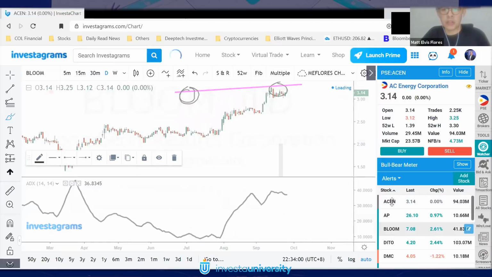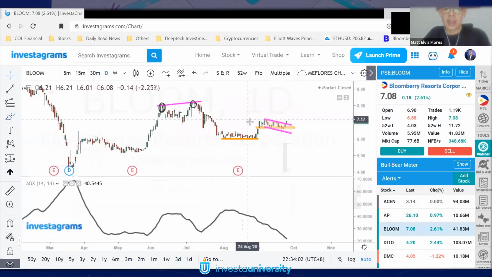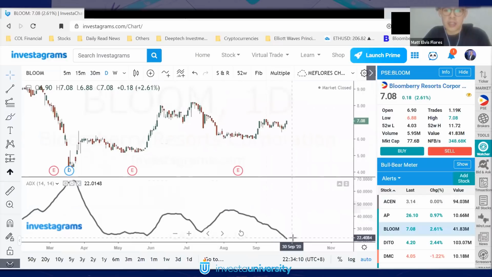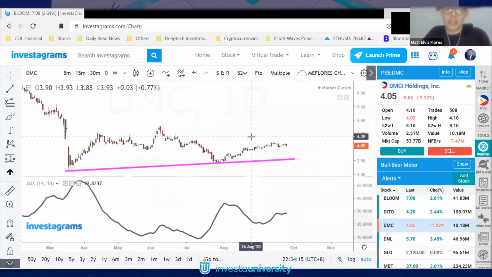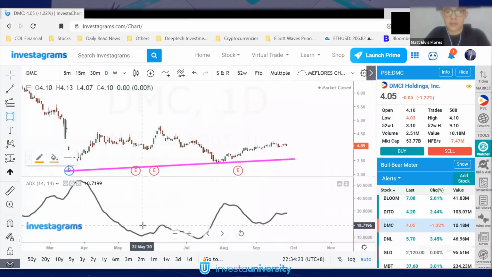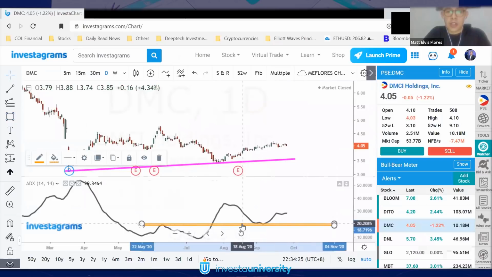So, for example, tingnan mo tong Bloom. Di ba? Bakit mabagal? Kasi mabagal siya kasi your ADX is just below 25 or 30. Di ba? That's the expectation. Same what happened to, let's say, ano tong DMC. Tingnan natin. You know, DMC is starting to pick up. Di ba? You have your ADX, you have your support here. You know. So at least yung current ADX mo is strong, which is above 25 and nagre-range siya to 30 level. 25, 30, 40. Di ba?